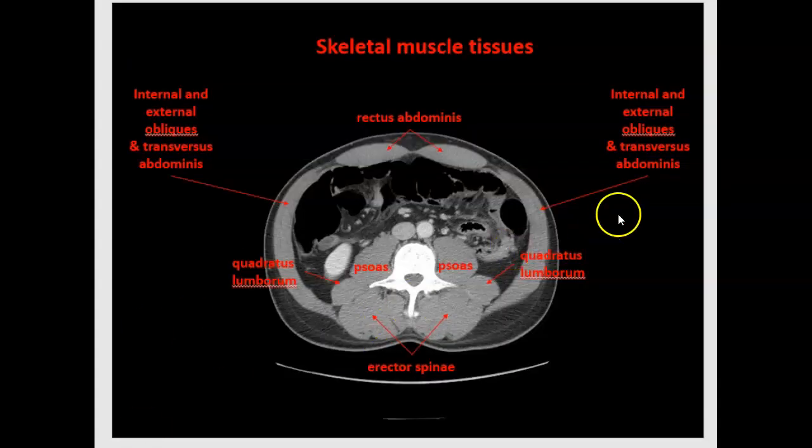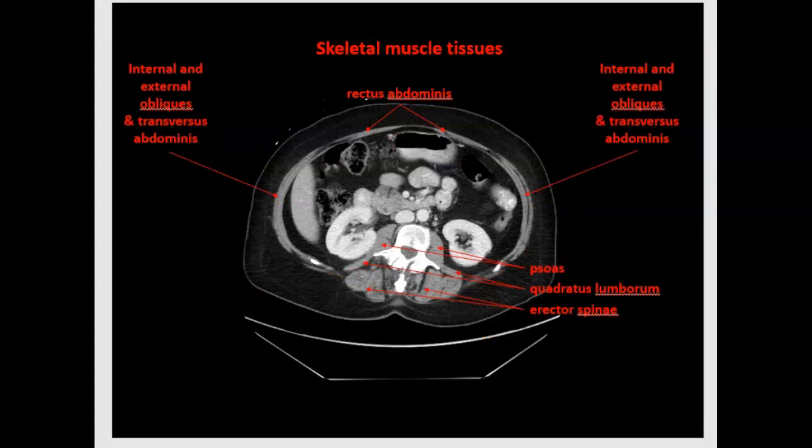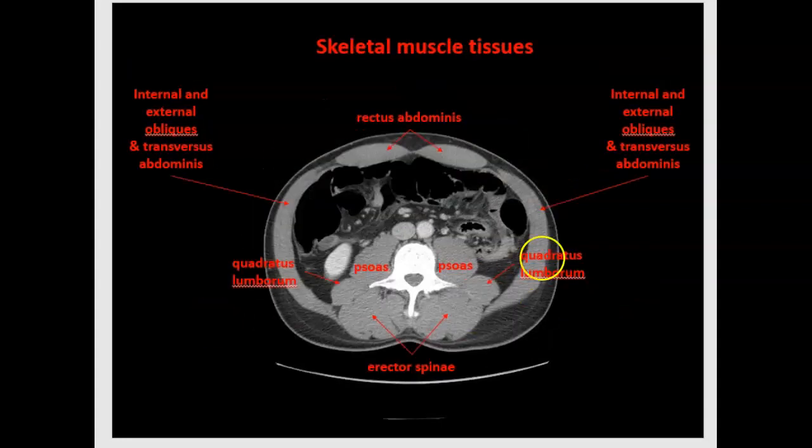Here's another slide showing those skeletal muscle groups, and this is very different from the previous slide, where we have an individual with a lot less skeletal muscle, and this is the one that I was just looking at before. And again, the muscle groups are located in the same place: the rectus abdominis, the internal and external obliques, transversus abdominis, the psoas, the quadratus lumborum, and the erector spinae.